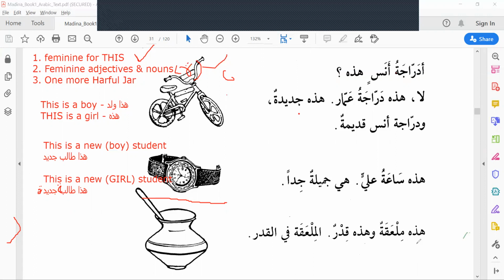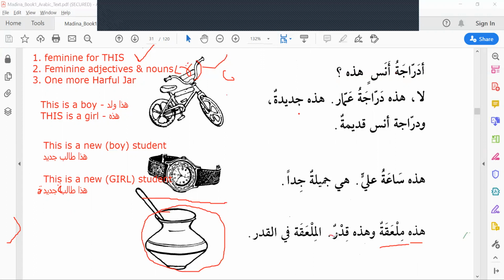And then hadihi mil'aqatun. Mil'aqatun means spoon. Wahadihi qidrun. Qidrun means pot. Okay.